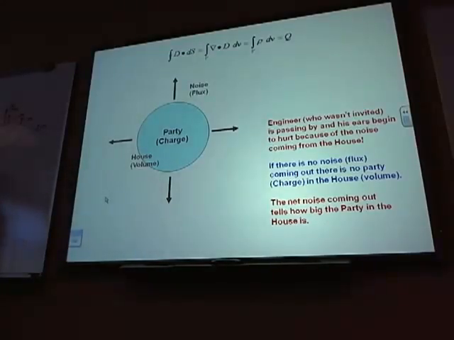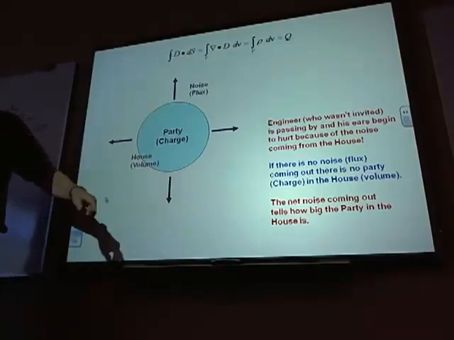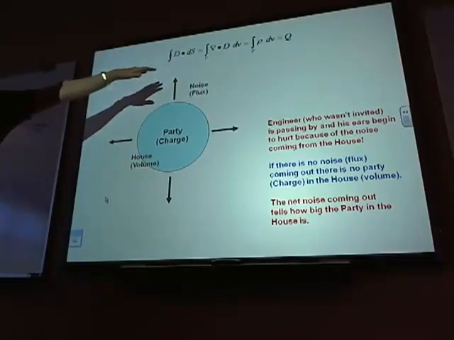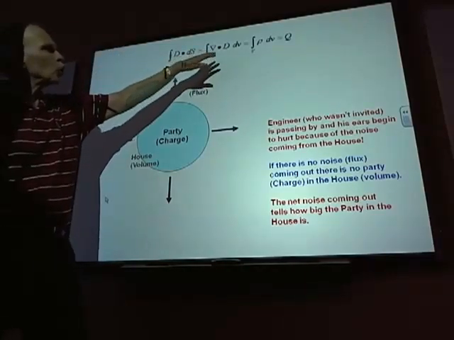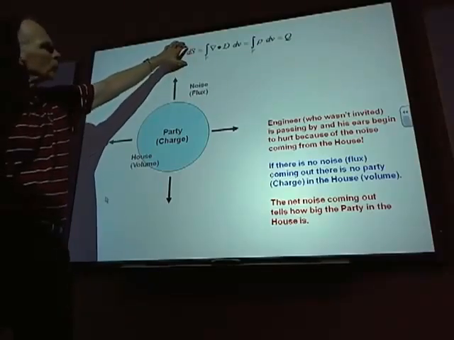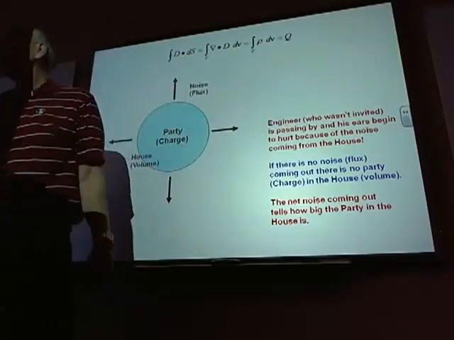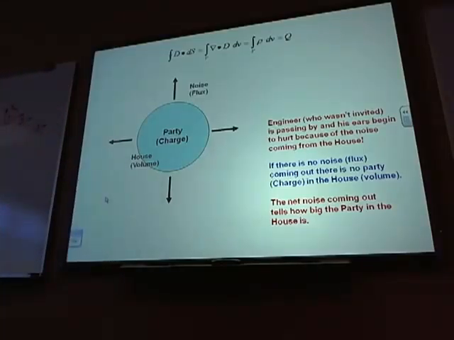And of course, here's the other concept. The amount of noise that comes out of that house will tell you about how much partying is going on inside the house. And that's the idea of using this divergence theorem and all that we've been talking about. If you can measure how much stuff is going out of this thing, you can figure out how much created it on the inside. That's the idea.